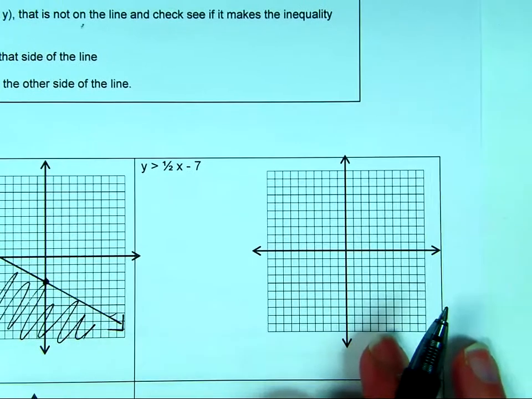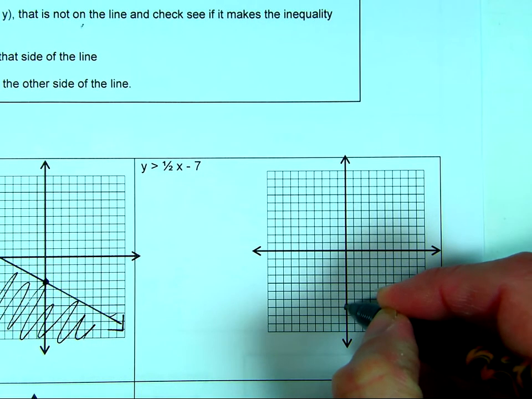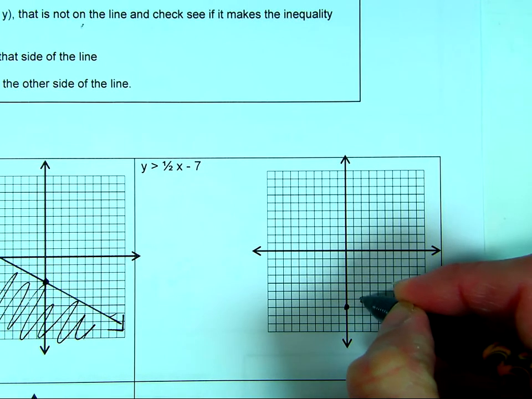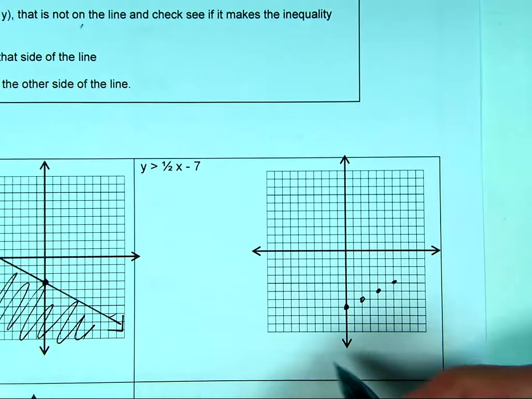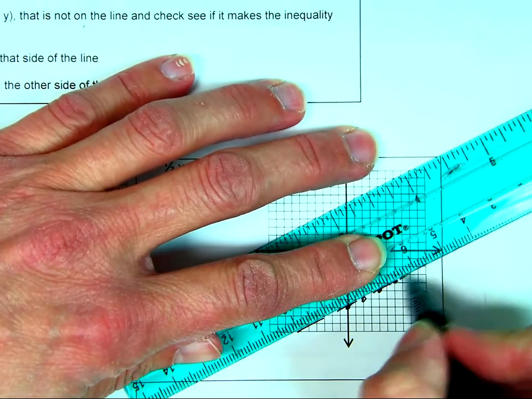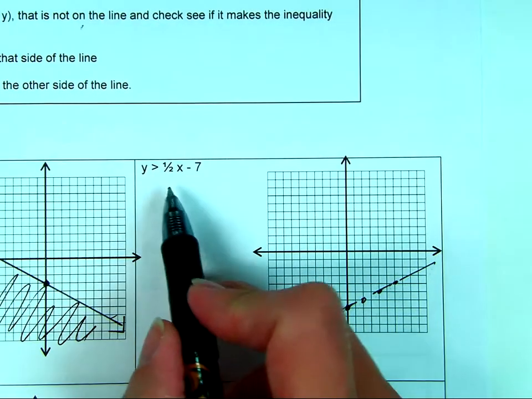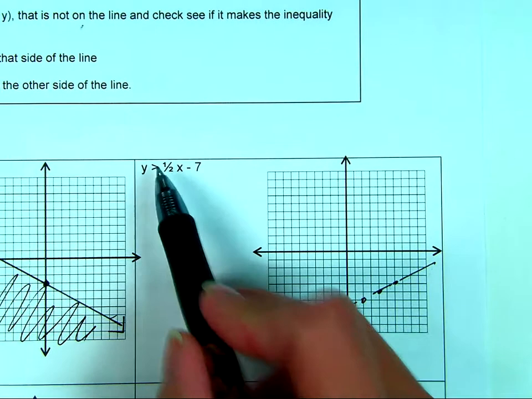Now slope-intercept form. Here we go. 1, 2, 3, 4, 5, 6, 7. That's my y-intercept. My slope is up 1 over 2. And is it solid or dashed? It is dashed, so we are going to dash it. Oh, I'm sorry, it was greater than, but it doesn't have an equal sign. That's why it's dashed. Okay, greater than means we shade above the line.